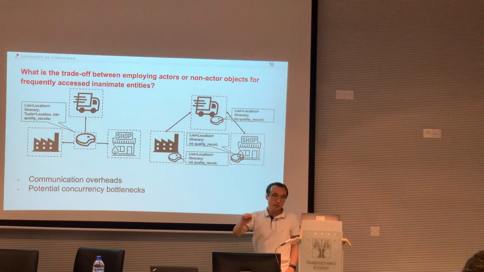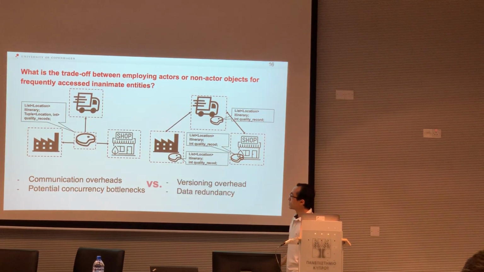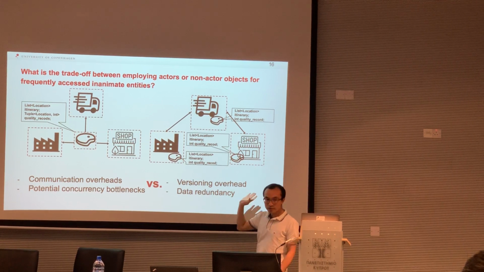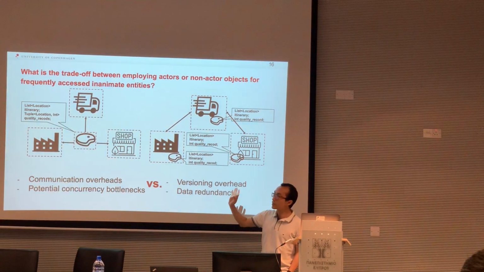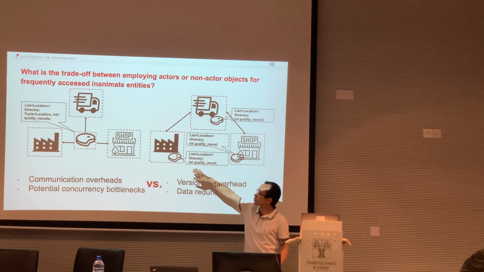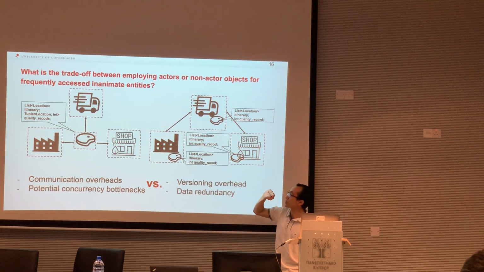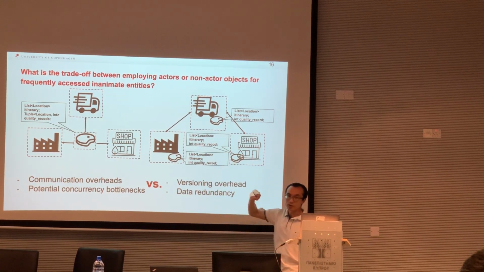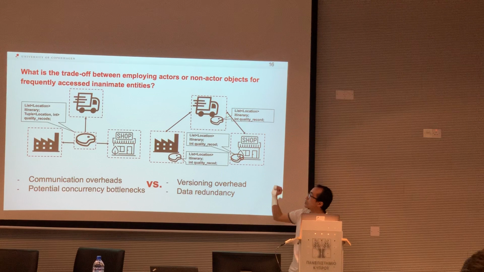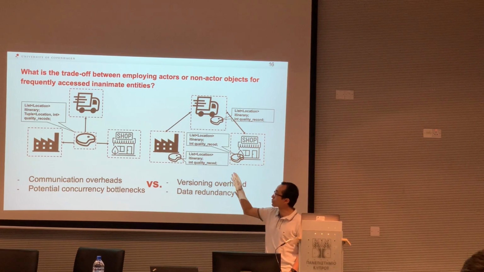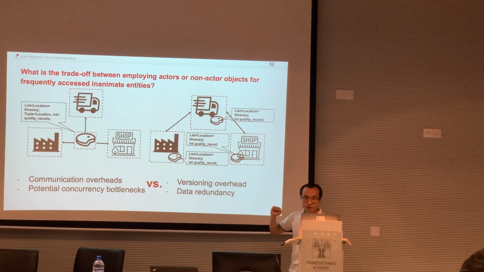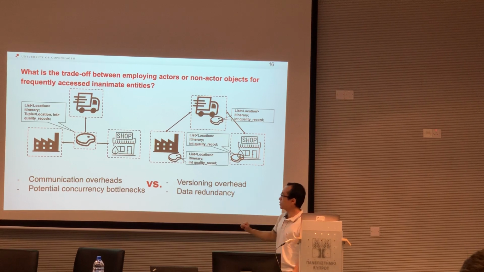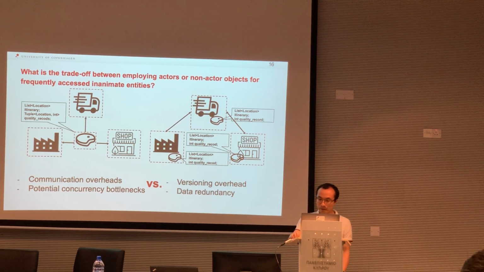Okay? So in this case, we have some data redundancy, right? Whenever the MICAT changes location, you have to update its data. For example, when you move the data from the slaughterhouse, send it to the distributor to transport to the retailer shops, then you have to update the objects stored in these actors. So there's data redundancy and also versioning overhead. Right?